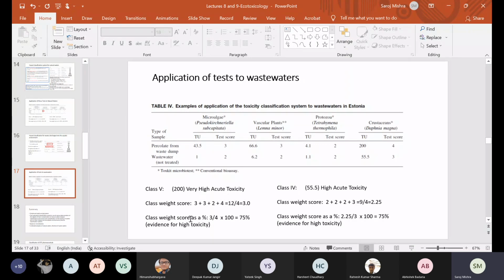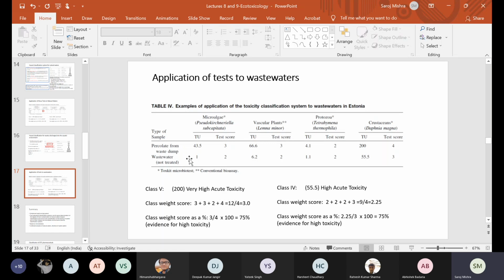Yeah, the class weight score, if you see here, it is the average that you get divided by the highest class score, which in the first water body was 4. Okay, that's the reason why it is being divided by 4 here. The average divided by the highest class score. So 75%.